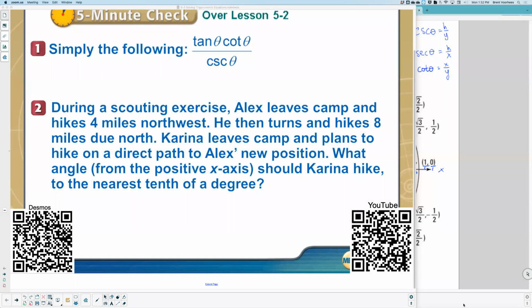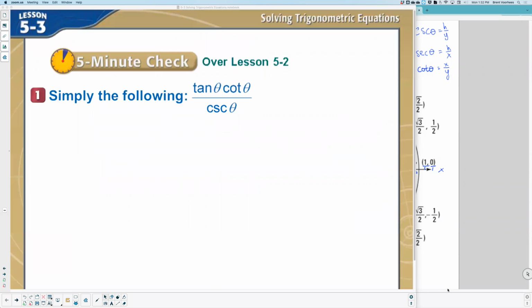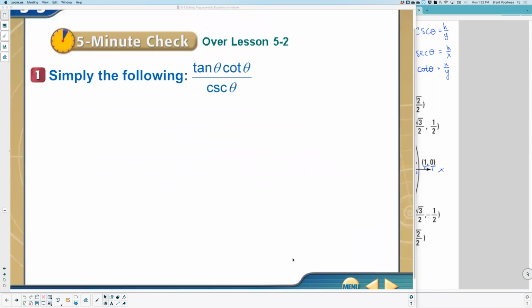Let's take a look at lesson 5.3, bell ringer. It says simplify the following. And I want to put up here our acronym. SPOT OIL. There we go.